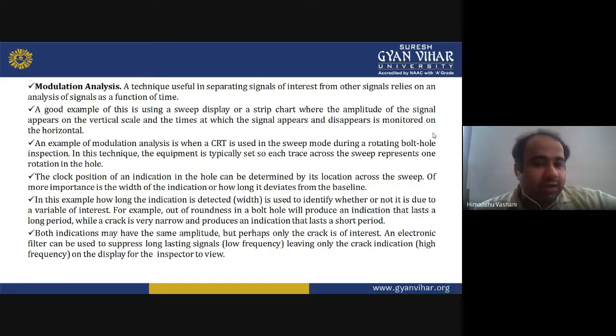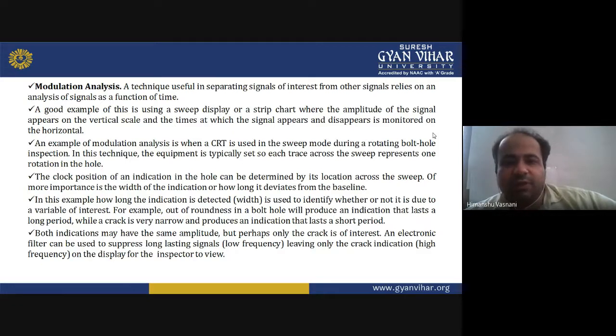So how long the indication is detected, that is the width, is used to identify whether or not it is due to a variable of interest. For example, out of roundness in a bolt hole will produce an indication that lasts a long period, while a crack is very narrow and produces an indication that lasts a short period. The bolt hole indications may have the same amplitude, but perhaps only the crack is of interest. So an electronic filter can be used to suppress long-lasting signals at a low frequency, leaving only the crack indication, that is high frequency, on the display for the inspector to view.